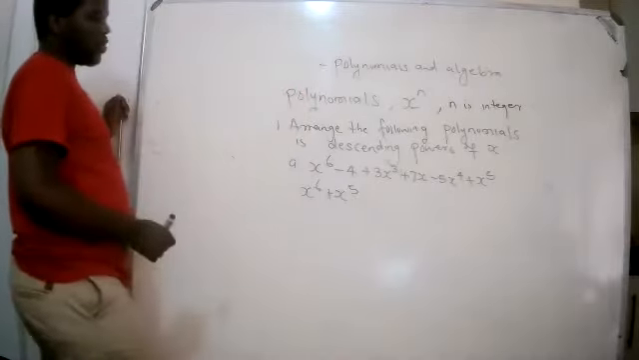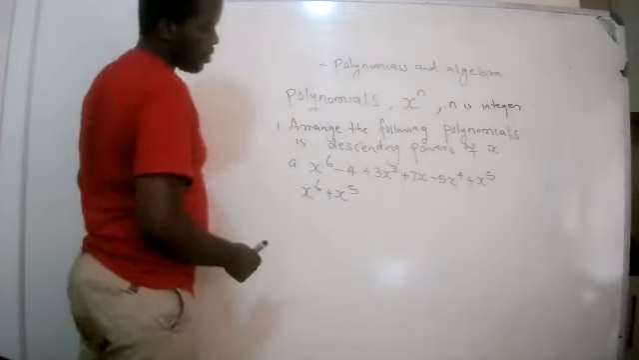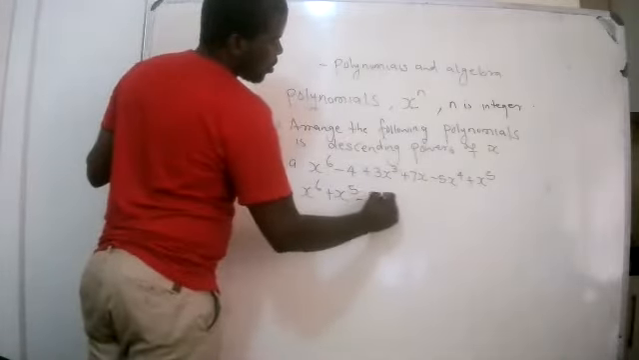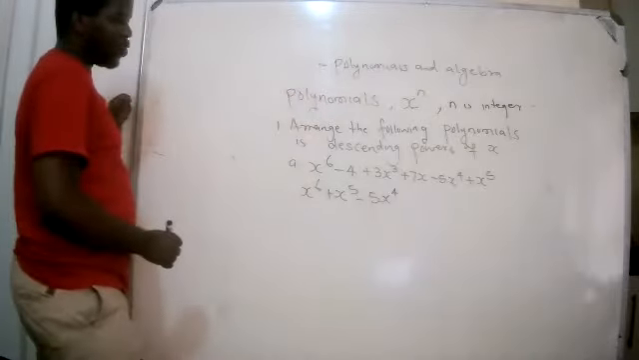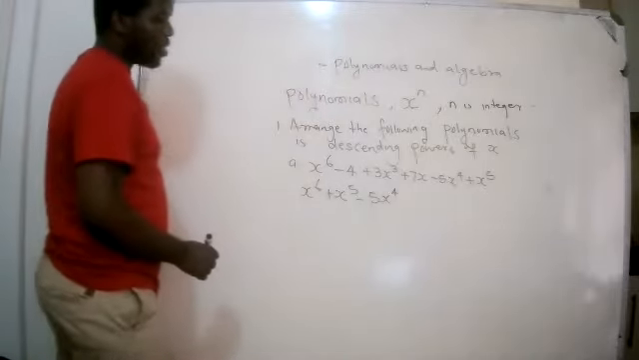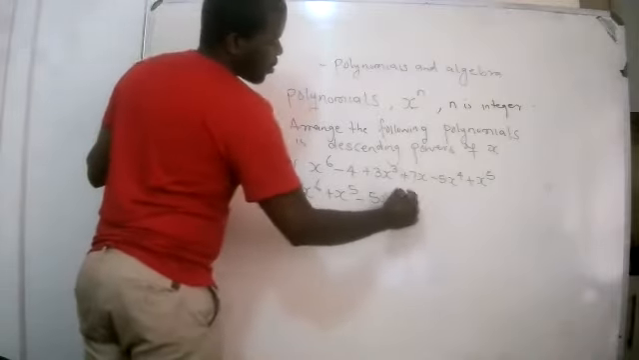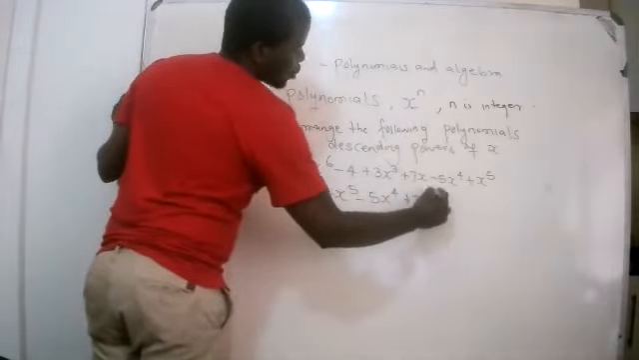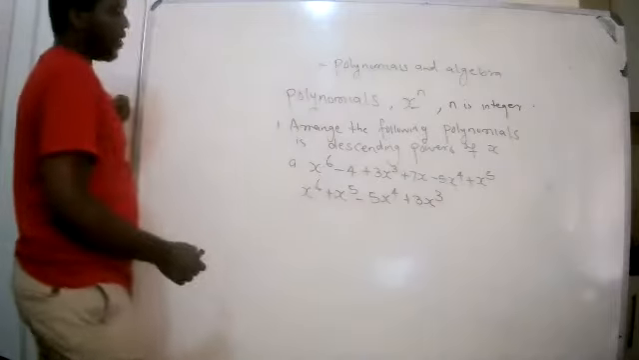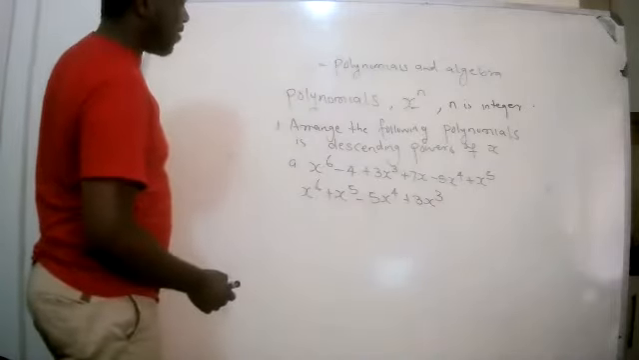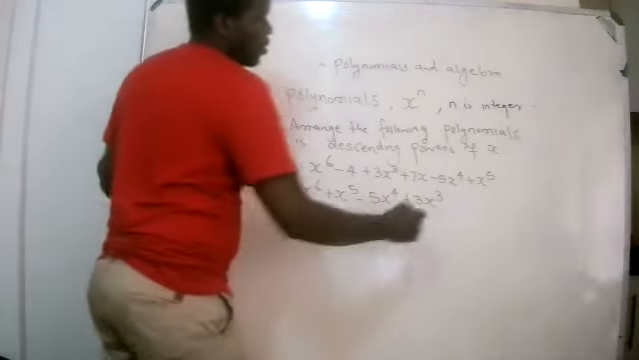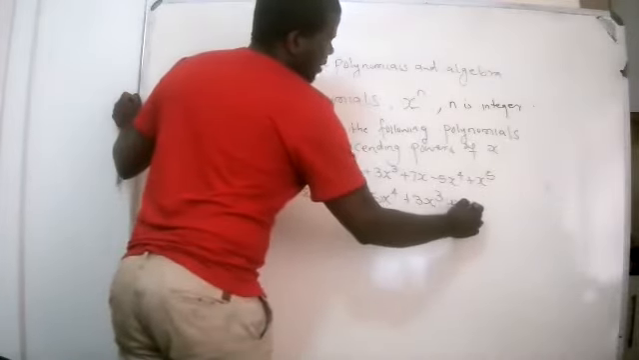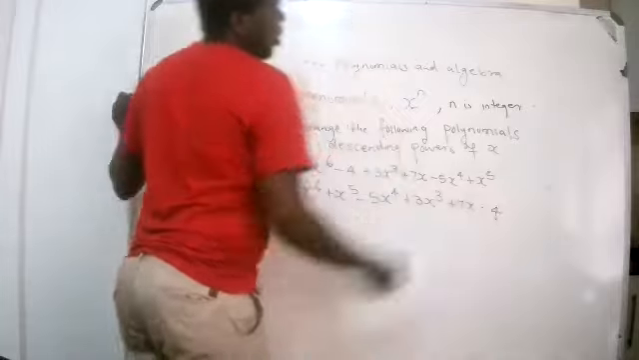After that one, which one do we have? Negative 5x to the power of 4. And then after that one, which one are we going to have? 3x to the power of 3. And then which other one do we have after that one? Plus 7x minus 4.